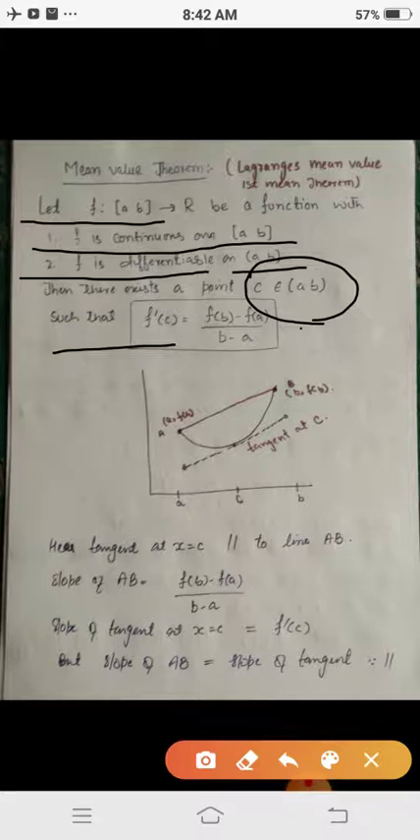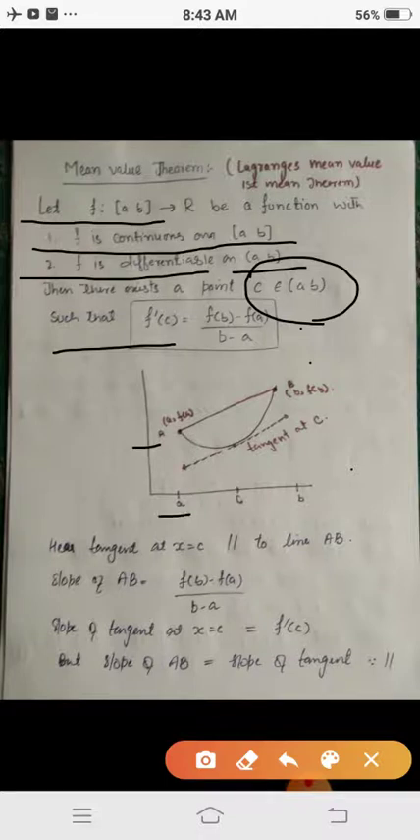Now let us consider the graph of a continuous as well as differentiable function. Here this is the graph starting from point a to b. It is continuous because there is no break in this graph. Also it is differentiable on the open interval (a, b) because there does not exist any peak or edge on this graph.